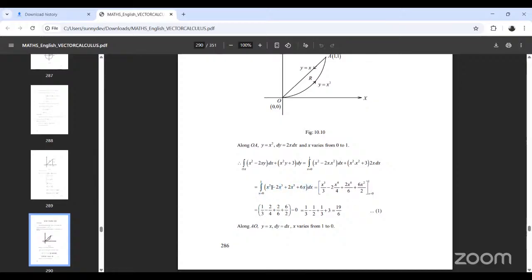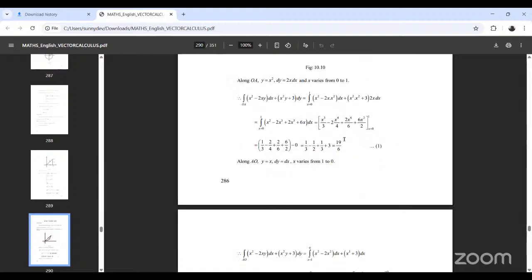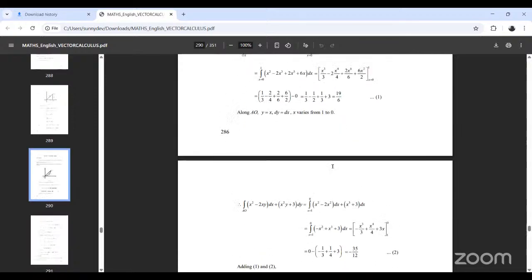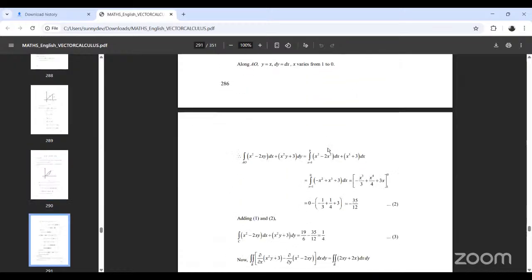Then we have to do the integration: x cube by 3 minus 2x power of 4, plus 6x square by 2, and apply the limit 0 to 1. Then we are getting 19 by 6. And similarly along the curve AO, in this case, the limits are 1 to 0, with x square minus 2x square dx plus x cube plus 3. Then we change everything in terms of dx.